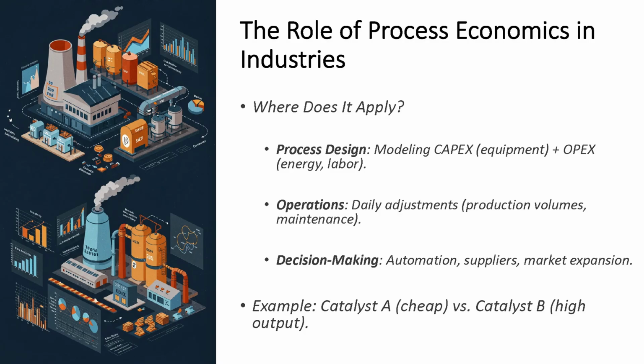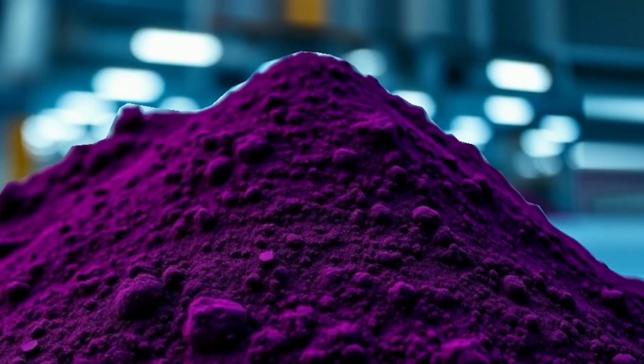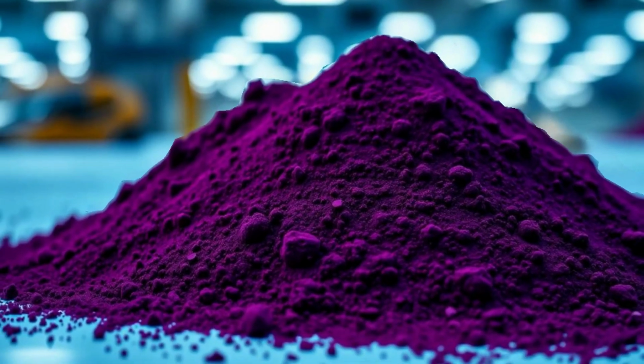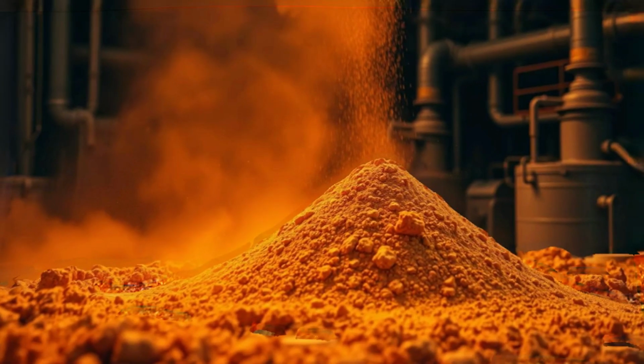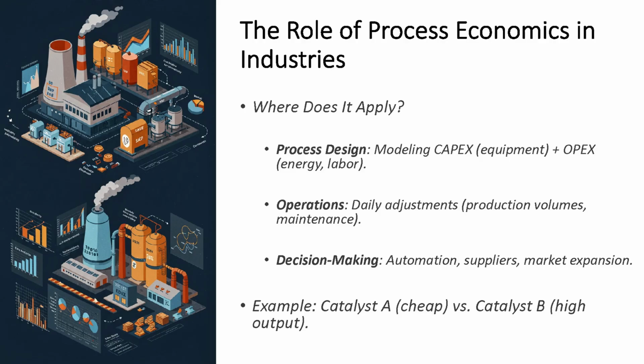Take a chemical plant choosing between two catalysts. Catalyst A is cheaper but slower, while Catalyst B costs more but boosts output by 20%. Process economics helps quantify which option maximizes profit over 5 years. In short, this discipline is the backbone of efficiency at every stage.